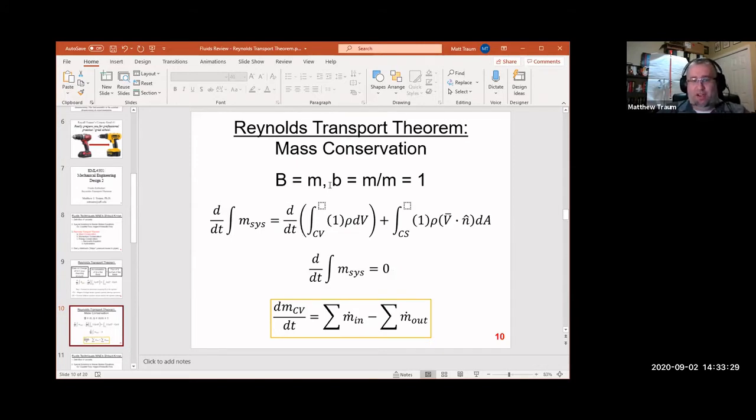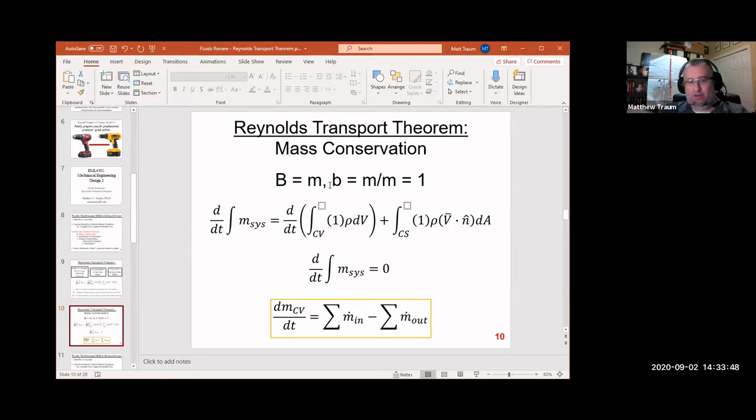We next need to figure out what the intensive version of mass is. And you guys hopefully remember from your thermo class that you can take any extensive property and convert it into an intensive property by dividing by mass, right? So volume is an extensive property, density is an intensive property.